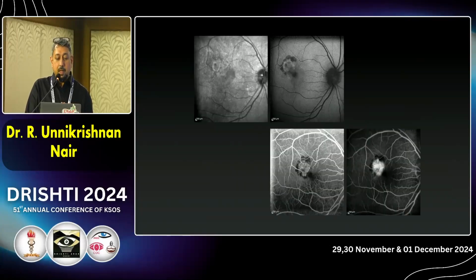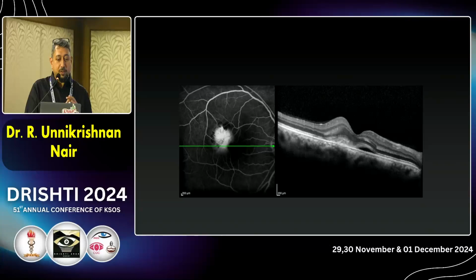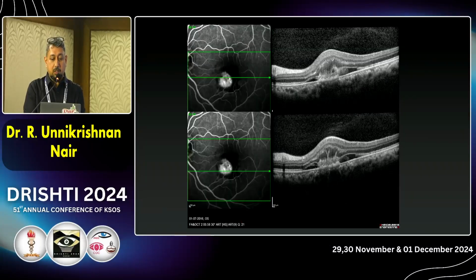So we'll just check. This is a typical example of a classic CNVM, where you have a lacy pattern. In the late stages, there are fuzzy margins, all that you can see. And a typical OCT picture where you see a fusiform lesion with SRF adjacent to it. Another typical well-defined lesion: in the early phases of the angiography, the lesion is well-defined. In the late phases, you see blurring or fuzziness of the margins.